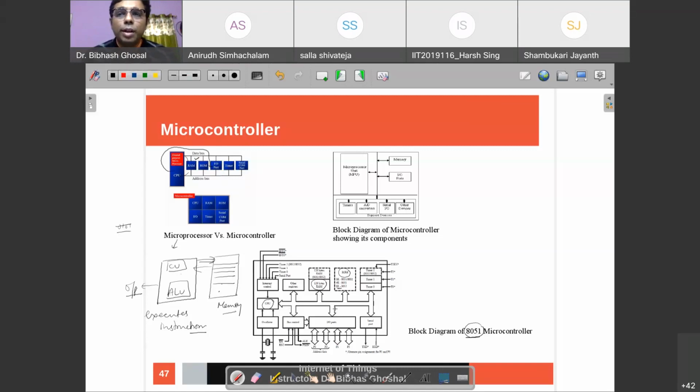It has its own language, assembly language. That's all. So a microcontroller is, say, a reduced form factor computer where everything is housed in one block.